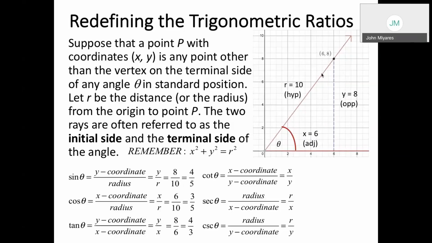The cotangent will be the reciprocal of the tangent, x over y, adjacent over opposite, to give you 6 over 8, or 3/4. The secant is the reciprocal of the cosine, so it is r over x, hypotenuse over adjacent, which will give you 10 over 6, or 5/3. Finally, the cosecant of angle theta is the reciprocal of the sine function, hypotenuse over opposite, r over y, which becomes 10 over 8, or 5/4.